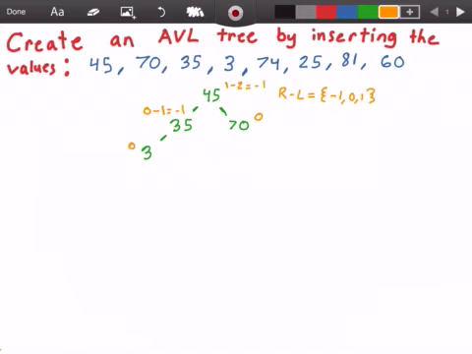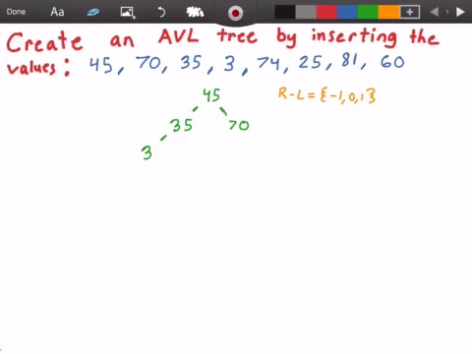So its balance factor is good as well, so the tree is still balanced. Let's go ahead and erase these balance factors. So this is good. That means that we haven't had to do any type of rotations yet.